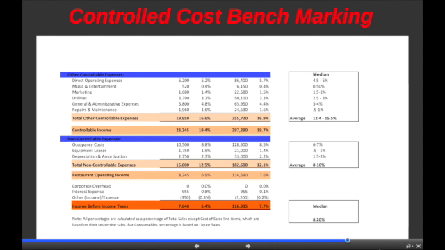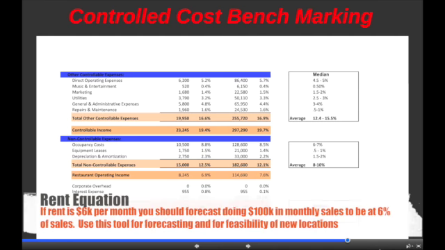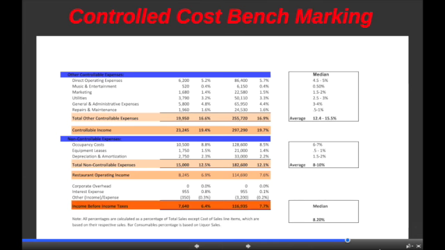If you're forecasting, this is a really good tool if you're trying to figure out what your rent should be. There are some formulas that I could give you later, but if you could forecast what your sales would be in a concept, you should be able to take 6% of those forecasted annual sales, and that would help you determine your rent as you grow to your next space.